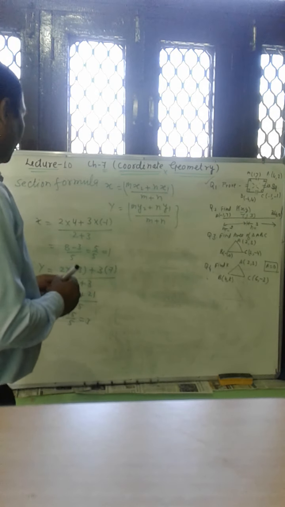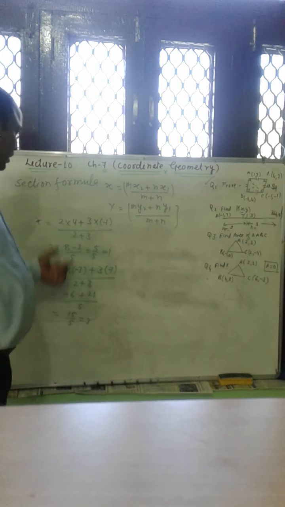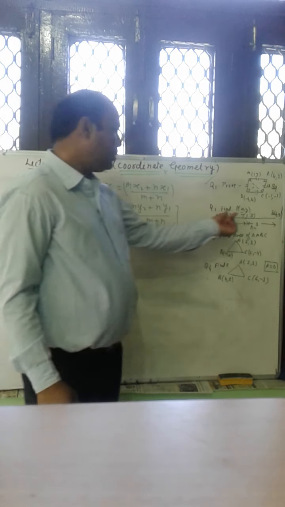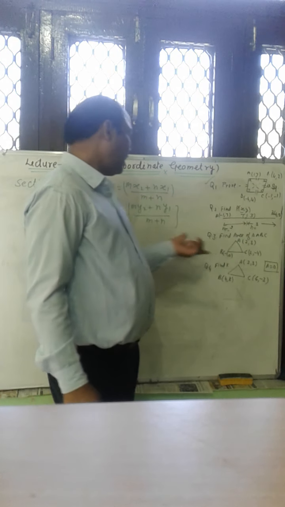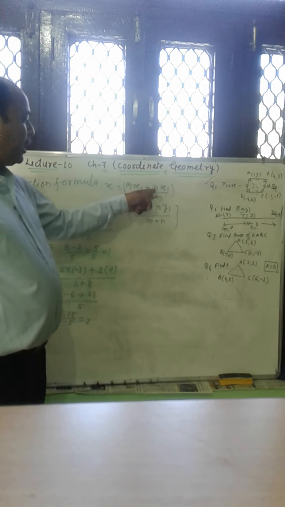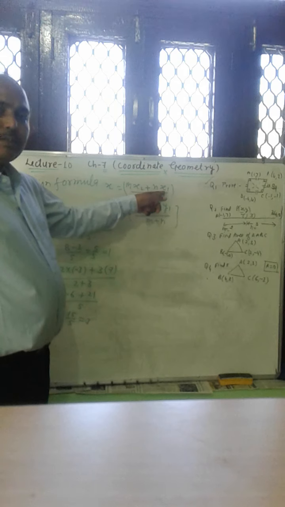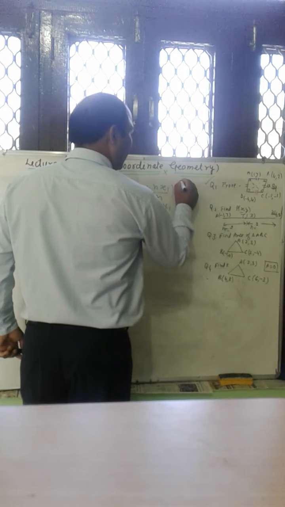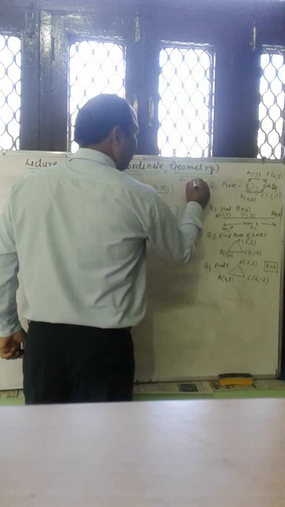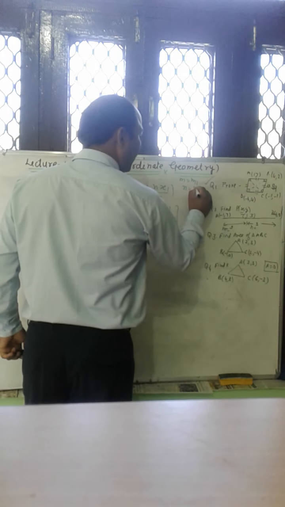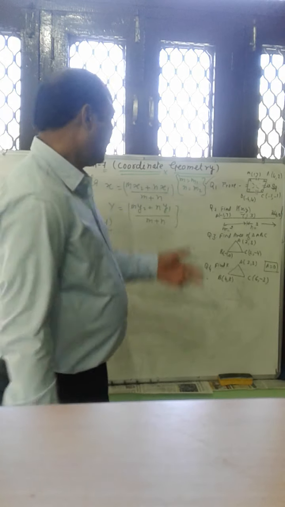So dear students, this is the section formula we are using here, and the point x and y is written as x is equal to m x2 plus n x1 upon m plus n. Somewhere m is written as m1 and n is written as m2 in some notebooks. So there is no need to worry.